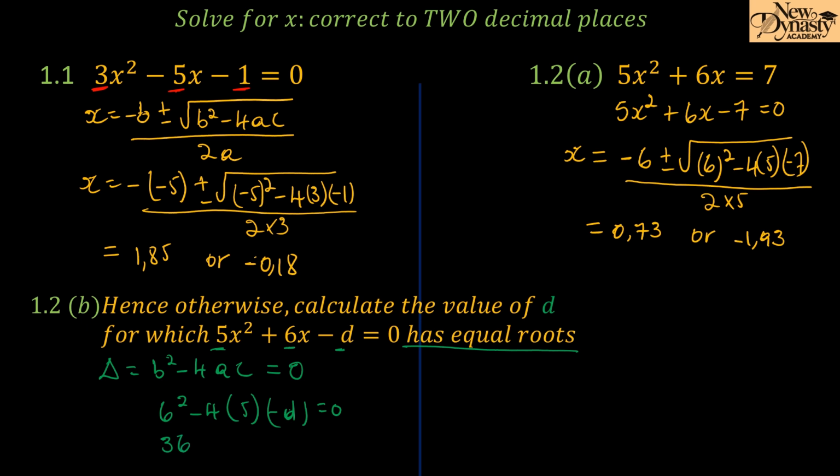4 multiplied by 5 multiplied by d. 4 times 5 is 20, but the negative signs are going to multiply to give you a positive sign. So that is going to be 20d equals 0.